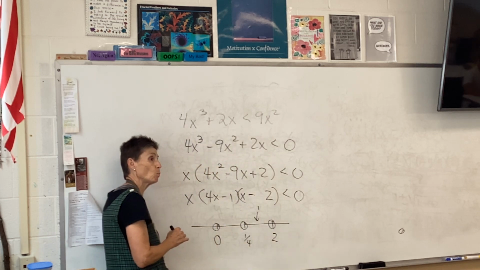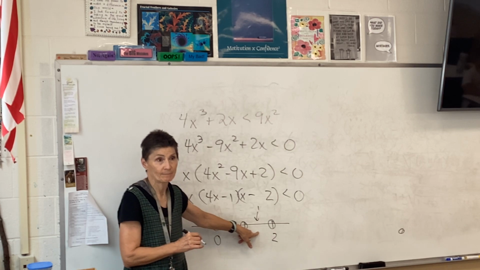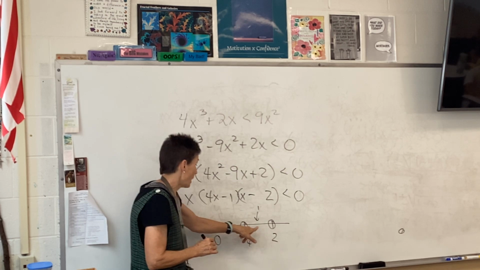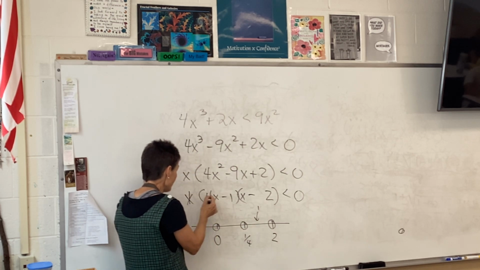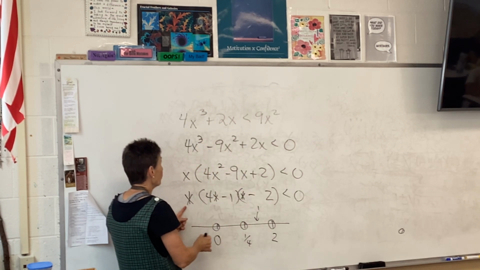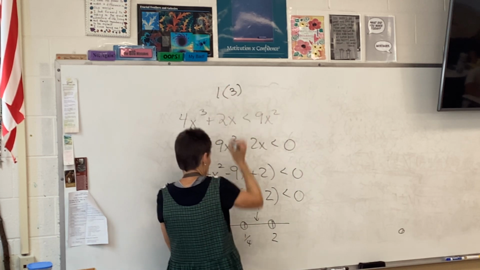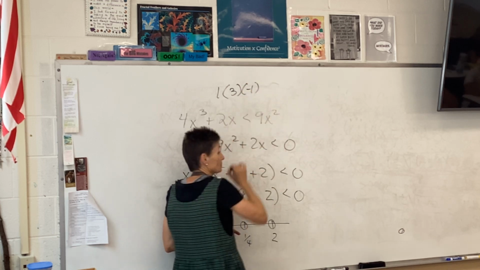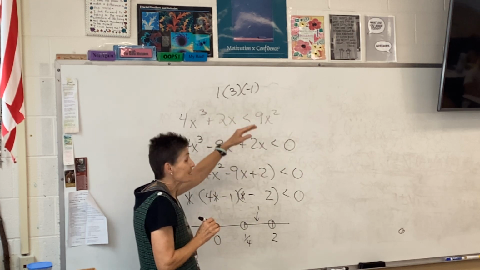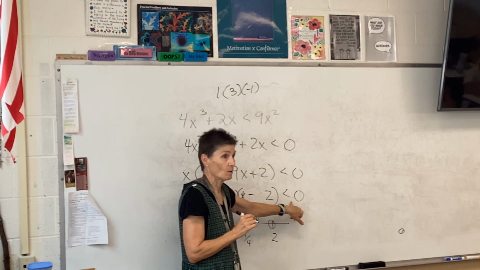If you pick the number 1, what we are trying to figure out is, do I shade here or not? Okay, inequalities, we're going to do some shading. So, I'm going to put 1 in here, and here, and here. So what do I have? I have 1 times 3 times -1. So what does that give me? That gives me -3. Is -3 less than 0?